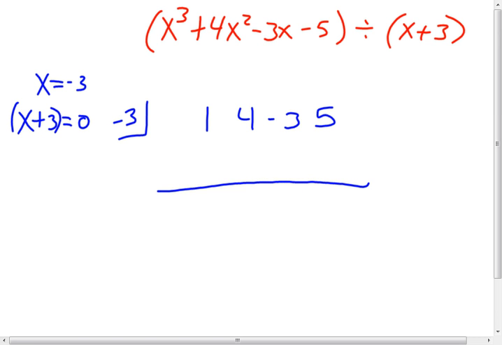So the first thing we do is bring the 1 down to the bottom. We take that and multiply by negative 3 and write the answer under the 4. So 1 times negative 3 is negative 3. 4 minus 3 is 1. Repeat the process. 1 times negative 3 is negative 3. And minus 3 is minus 6. Negative 6 times negative 3 would be 18. 18 and 5 are 23.